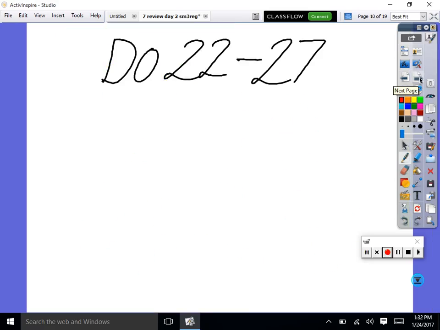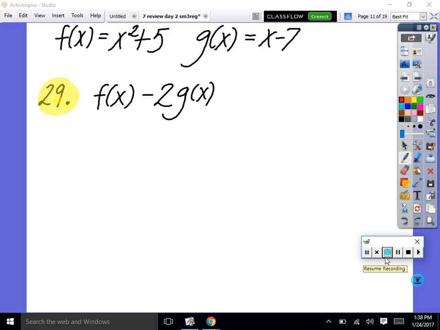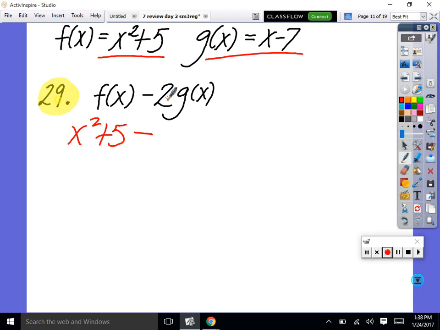Okay, do 22 through 27 go. 29, it says, given f of x is this function and g of x is this function, find f minus 2 times g. Guys, do not make these harder than they are. Just do what it says. Take function f, which is x squared plus 5, subtract 2 times function g. 2 times all of function g. Does everybody see how it's that easy?